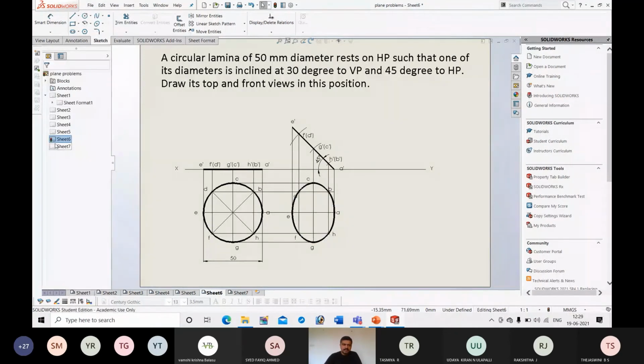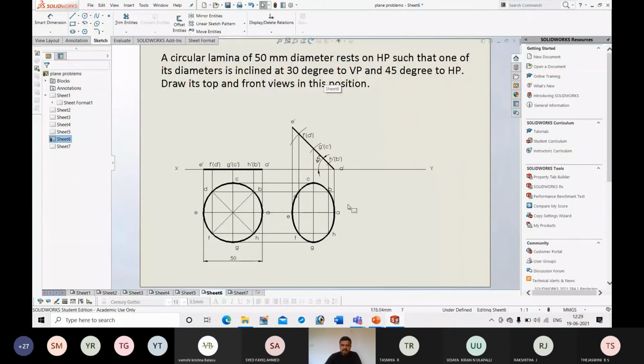Okay, this is the second top view. Now we should satisfy the last condition, that is one of its diameters is inclined at 30 degree to VP and 45 degree to HP. So we are considering AE as that one of the diameters, and we satisfy one condition, that is 45 degree to HP. So A dash E dash is inclined at 45 degree. That means 45 degree to HP is already satisfied. Now we should satisfy the last condition, that is 30 degree to VP.